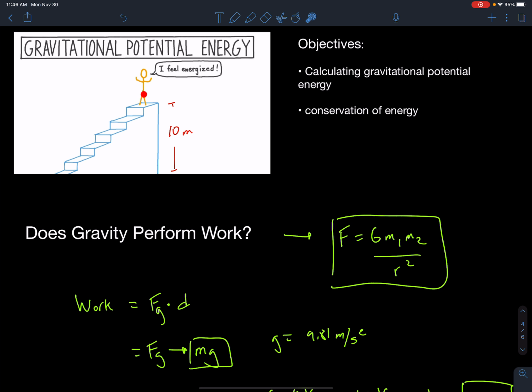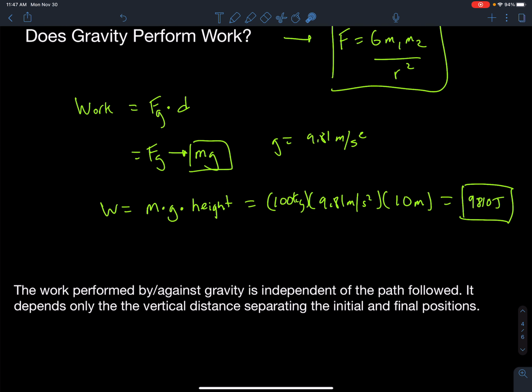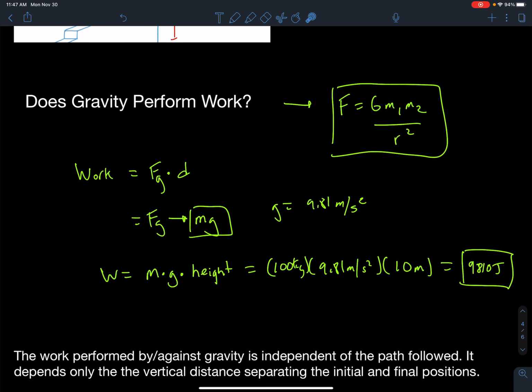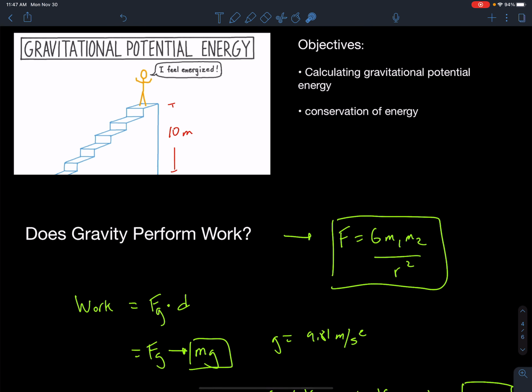And now this person up here has gravitational potential energy that we can calculate, mgh. So what can we do with it? Well, the work performed by and against gravity is independent of the path that it followed. It depends only on the vertical distance separating the initial and final positions. So if this person climbed straight up with a rope, he would have to do the same amount of work as if he actually just took a longer path.